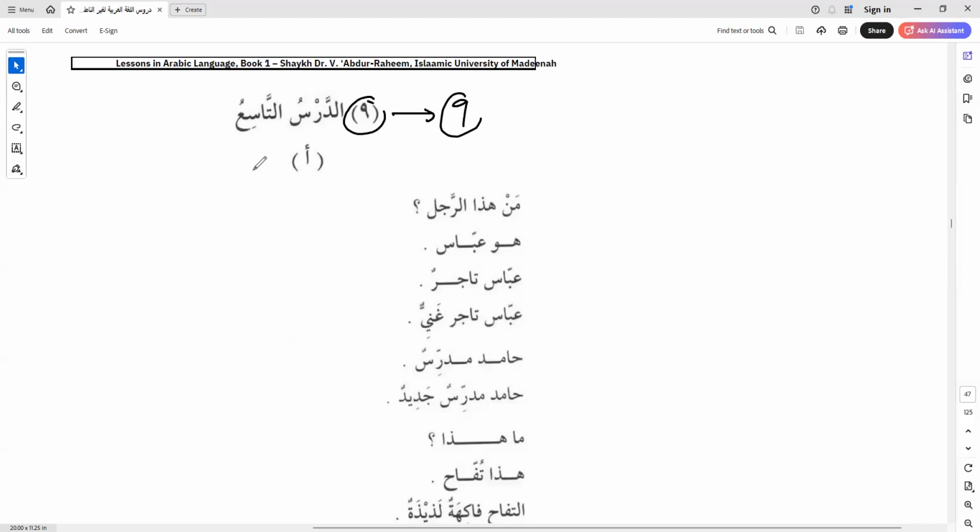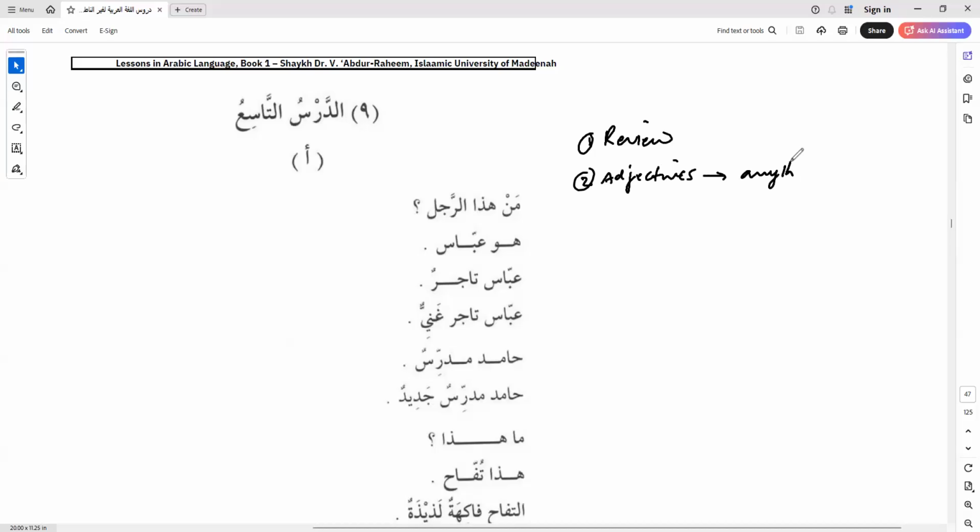In Lesson 8, we had part 1, part A, Alif. Now, today, let's look at the objectives here. What are we going to do? We're going to review and learn something new. And what is the something new? We're going to learn how to use adjectives in Arabic. What are adjectives?